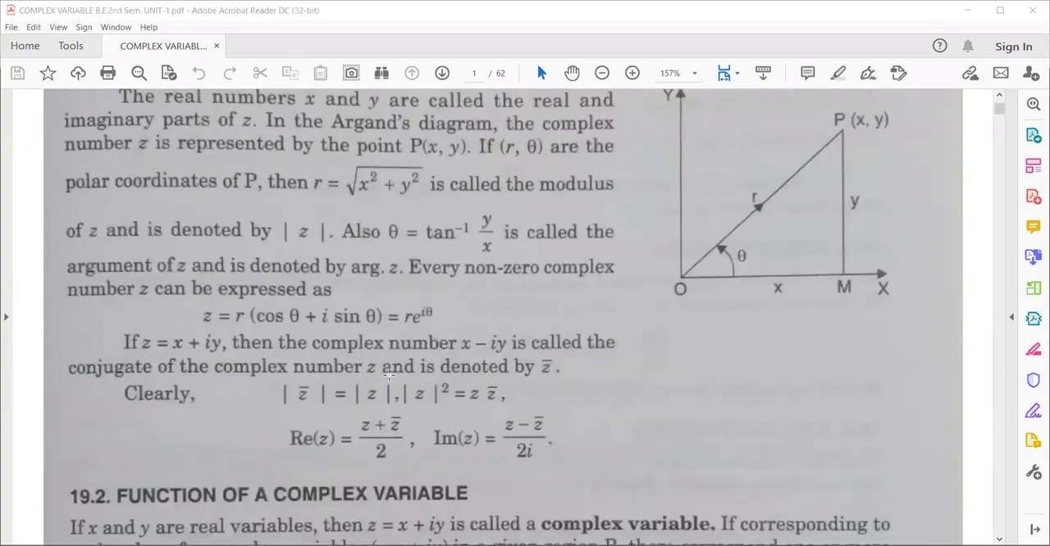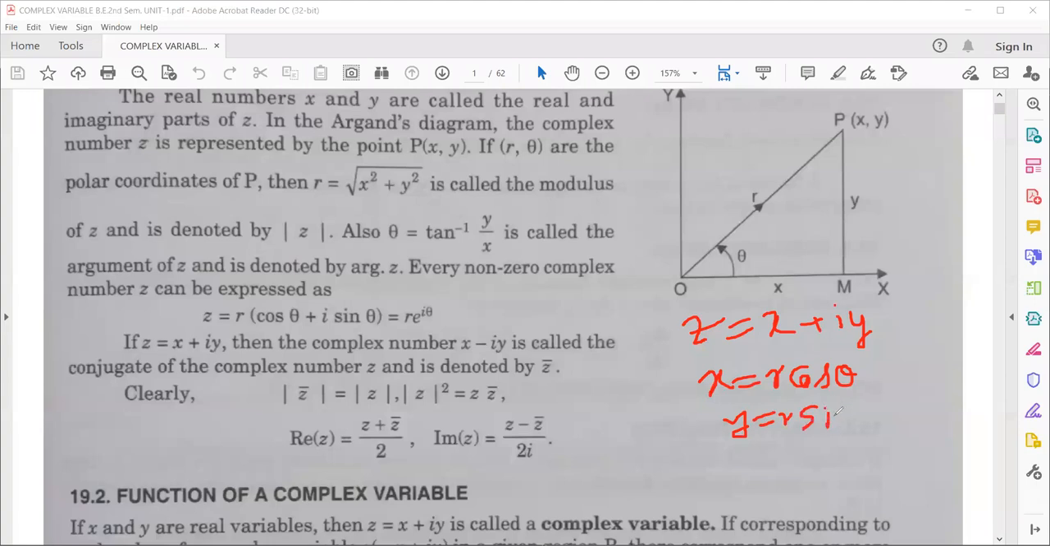Then I have also discussed how to convert a complex number. If your complex number is this one, this is in Cartesian form. So how do we convert it in terms of polar coordinates? The transformation is that you need to substitute x equal to r cos theta and y equal to r sin theta.